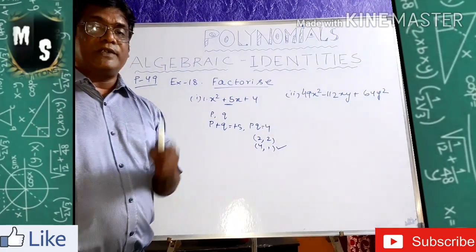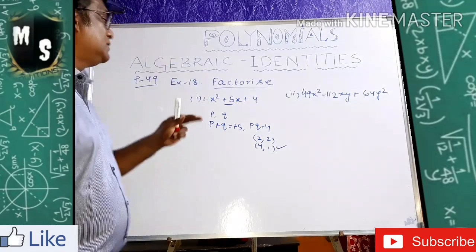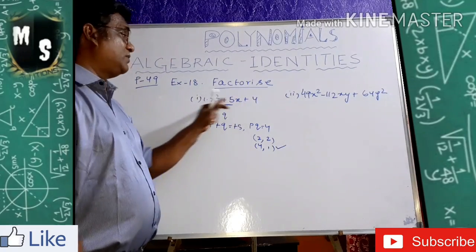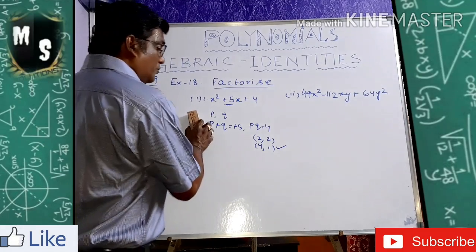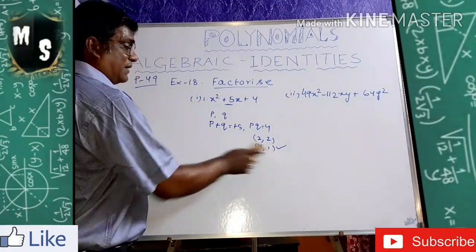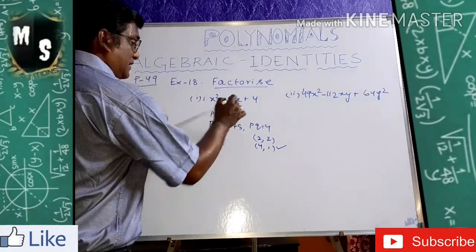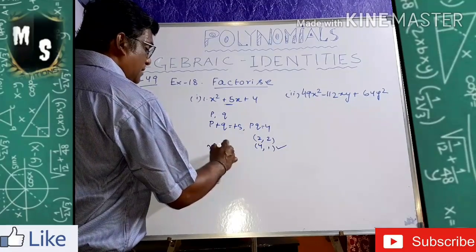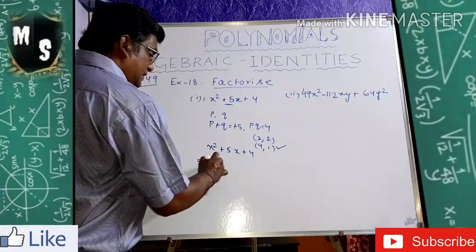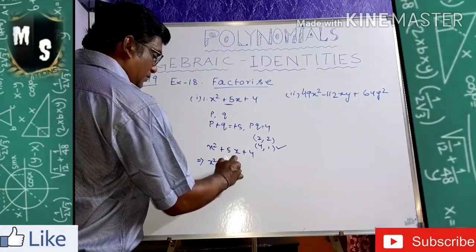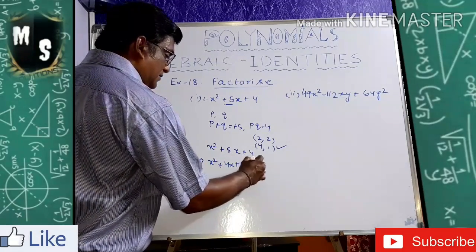Why did I do middle term split? You understood it? Because it is not belonging to the formula a square plus b square plus 2ab. For that reason, I am bound to do it in middle term split. So what is my factor? That is 4 1. Now split this middle term. X square plus 5x plus 4. Now I am splitting the middle term. X square plus 4x plus 1x plus 4.